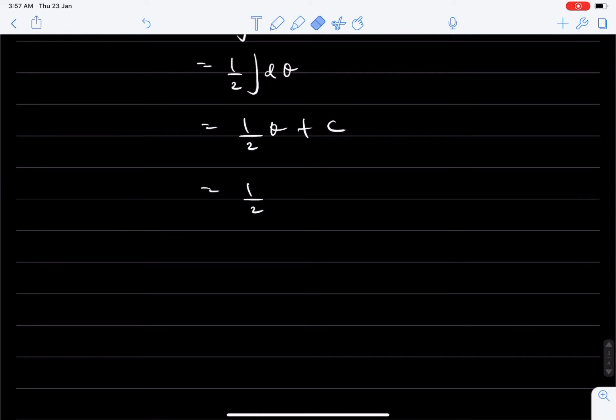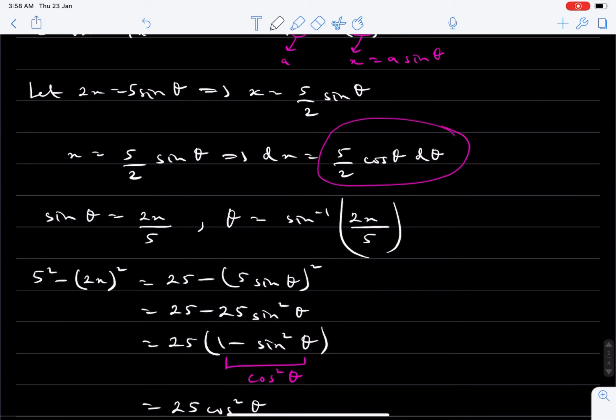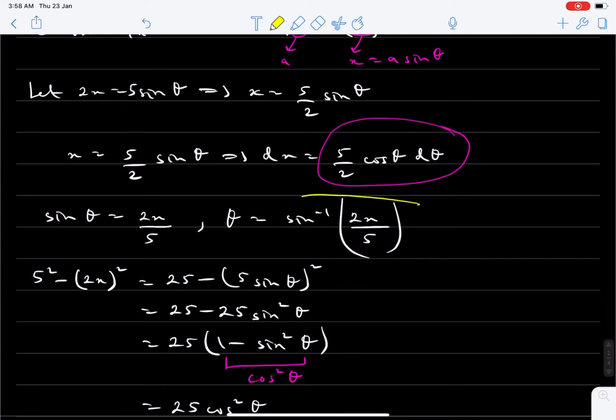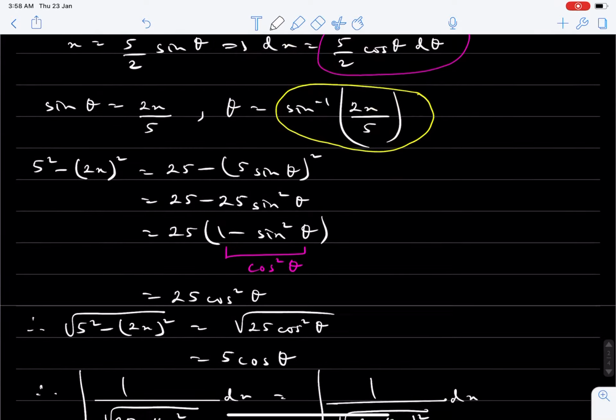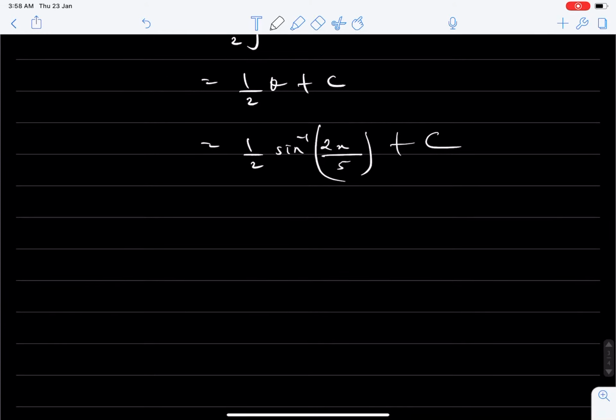Which is the same as 1 over 2 times theta, and we know that theta is the sine inverse of 2x over 5. So that's what I'm writing: sine inverse of 2x all over 5 plus a constant of integration. And that's it, simply. So you can see how easy it becomes when you make the right substitution.